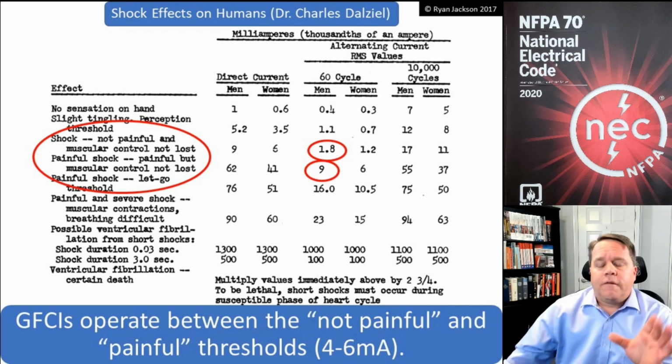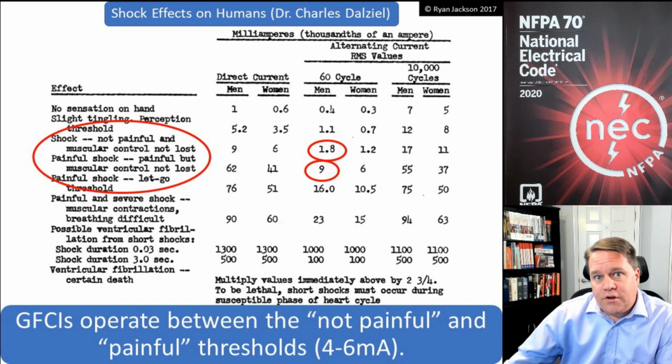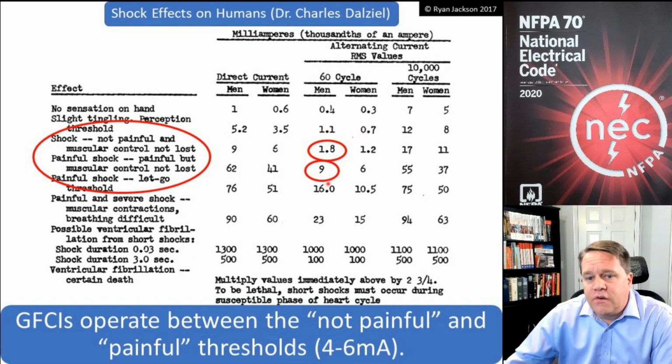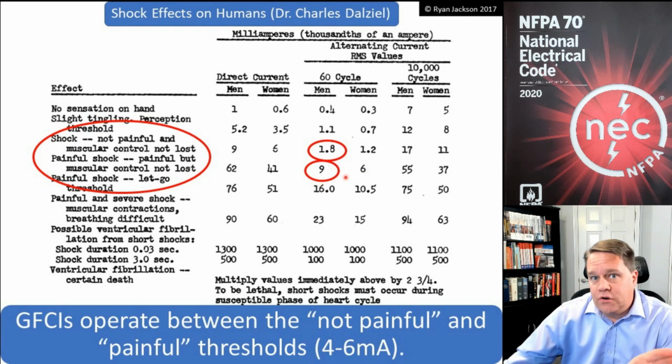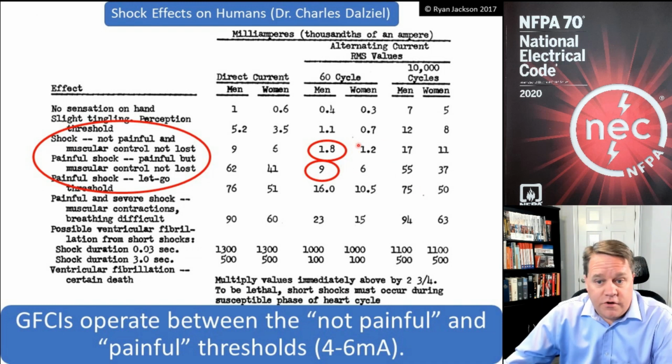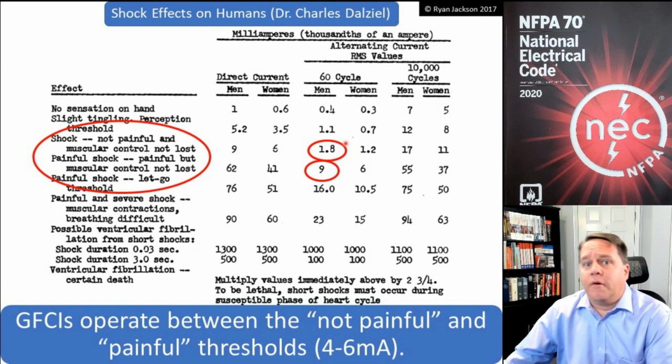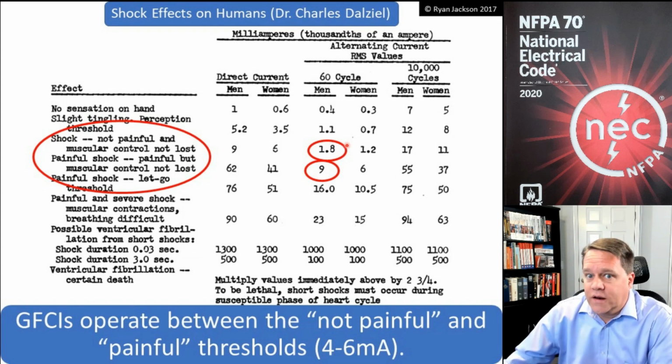So 4 to 6 milliamps. According to Dr. Dalziel's research, a not painful shock is about 1.8 milliamps, and a painful shock is about 9 milliamps. Now, these are based on averages for men and not women, although the numbers here are for women as well. So that's how he figured out where a GFCI should trip. Somewhere after you can feel it, but before it becomes really painful and dangerous.